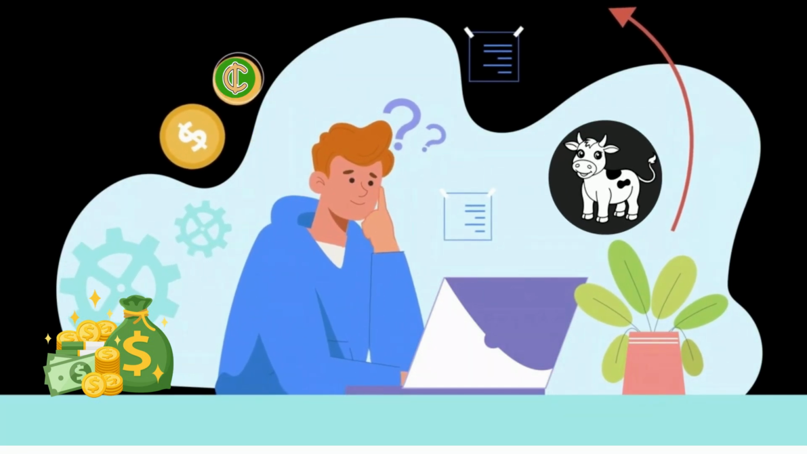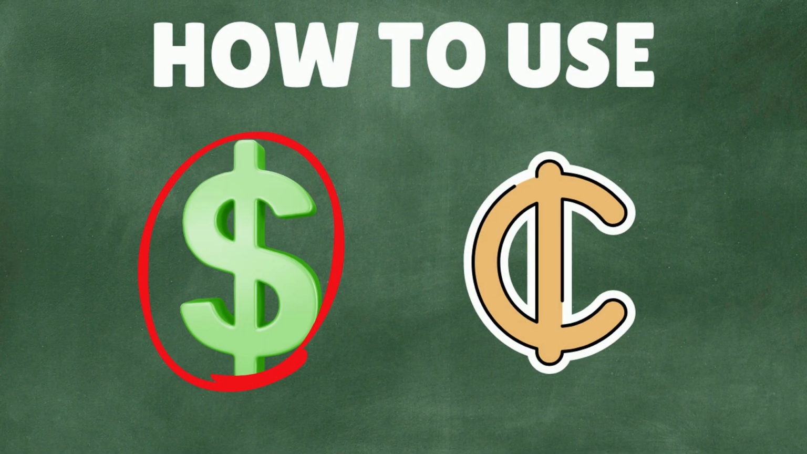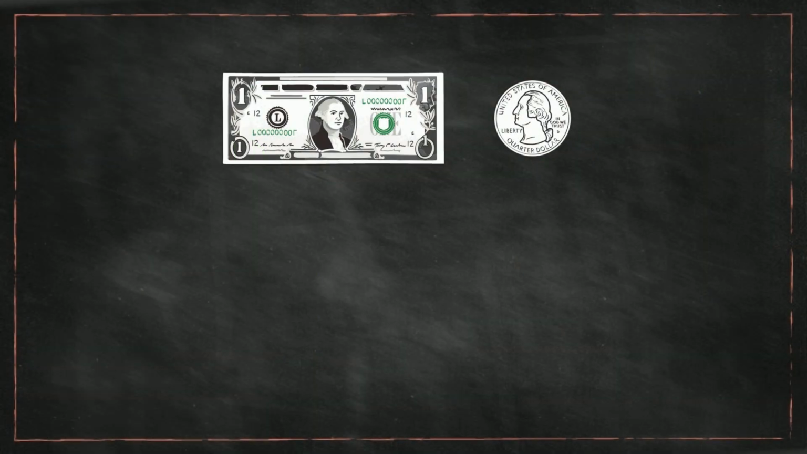In this video, let's learn how to use the dollar sign and the cent sign the right way. Imagine you have a dollar bill and a quarter. If you add this up, you have $1.25. But how can we write this?